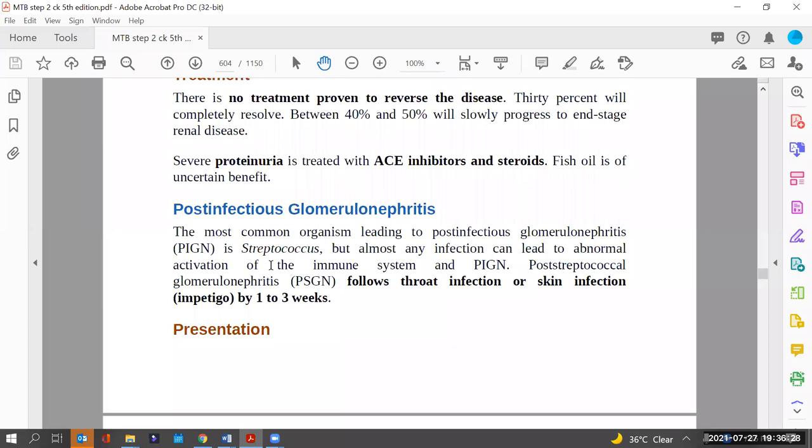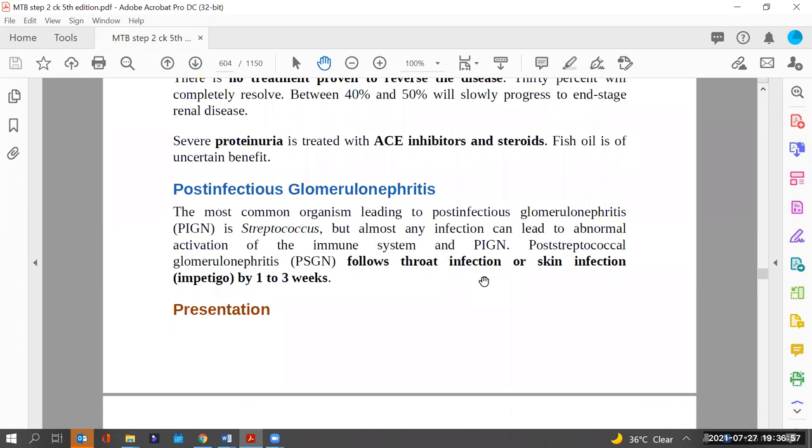Streptococcal glomerulonephritis. The common term is post infectious glomerulonephritis, and one of the most common infections we see here is streptococcal infection. That's why they changed the name into post streptococcal glomerulonephritis, but actually the term is post infectious. But most of the time we have seen this streptococcal infection, that's why we just changed the name. So the most common organism leading to post infectious glomerulonephritis is streptococcus, but almost any infection can lead to abnormal activation of the immune system and can cause this disease.